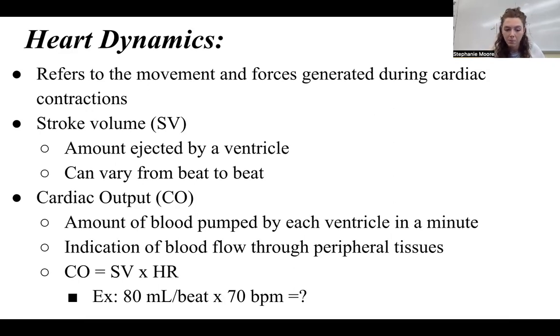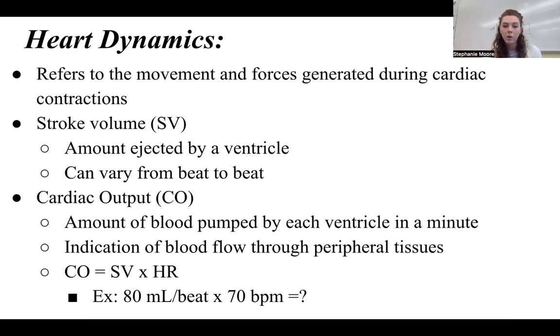Okay, so remember, 80 times 70 is exactly 5,600. Okay, but that's milliliters. I want it in liters. So milliliters to liters, there's 1,000 milliliters in 1 liter. That means that my cardiac output is around 5.6 liters in a minute. That is normal.